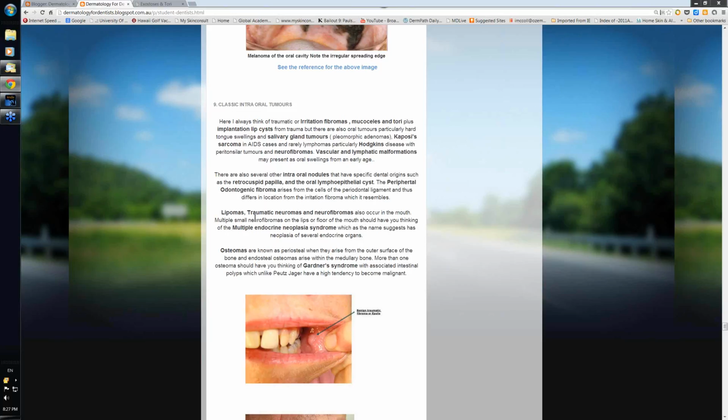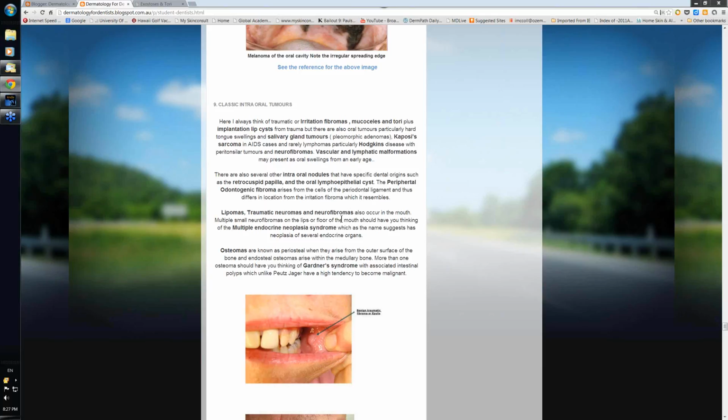Then you get some of these things, lipomas, tumors of fat. They can occur in the mouth. There's a lot of fat tissue in the buccal surface, and there's also fat in the tongue itself, so lipomas can develop there. Traumatic neuromas, this is where there's been damage to a nerve, and a neuroma develops on that damaged nerve.